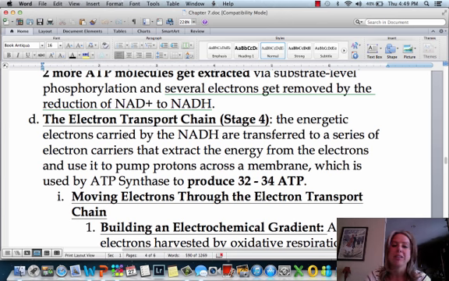Okay. So the electrons carried by the NADH transfer to a series of electron carriers that are going to take the energy from the electrons and use it to pump protons, remember protons are H+, across the membrane. And that's going to be used by ATP synthase to produce 32 to 34 ATPs. So all these other ones had 2, 0, 2 ATPs. Now we've made 32 to 34, so that's a lot, right?